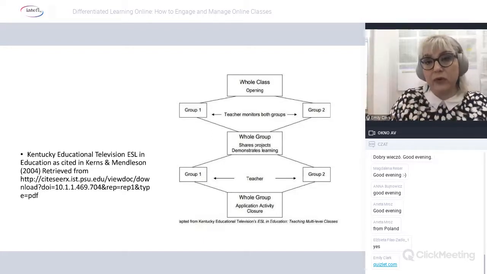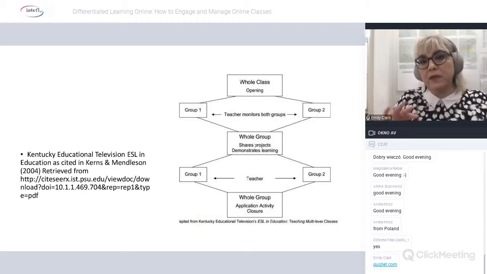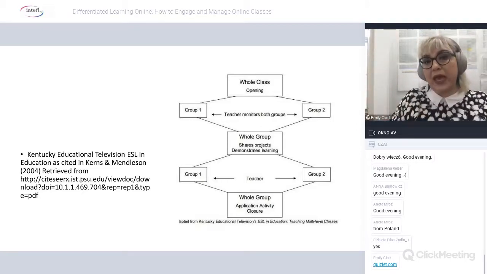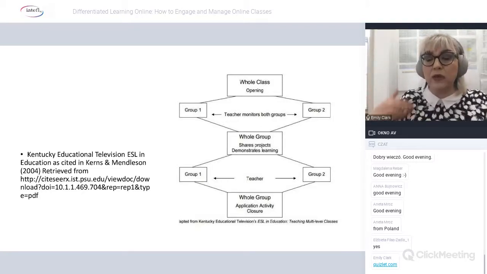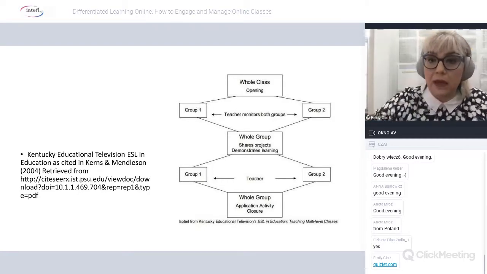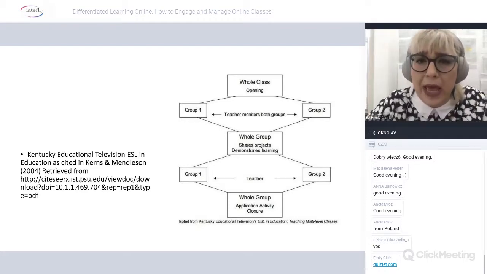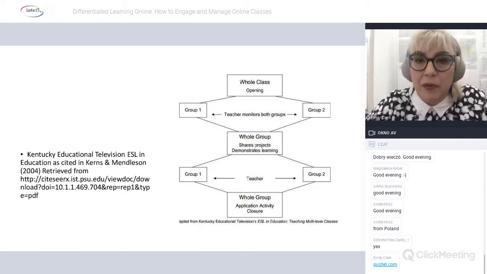You can have the groups doing different things. You can have them doing different levels of difficulty. How you group them is up to you, but there is a way to still be able to do that. You don't just have to lecture to students in an online format if you're meeting with them synchronously all at the same time. And that's pretty beautiful in a way. I think a lot of people feel like it's not possible, but it definitely is possible.